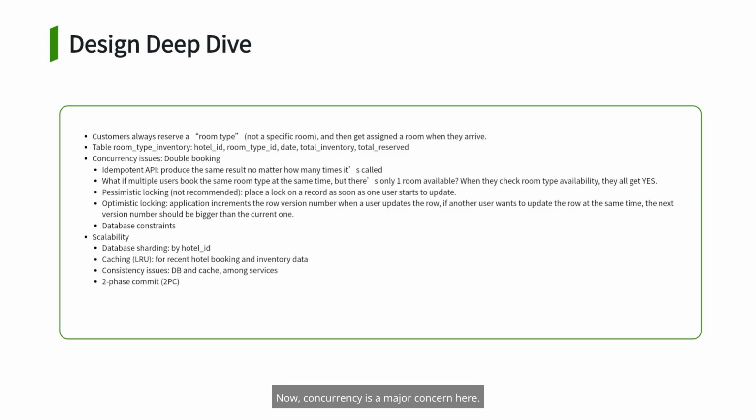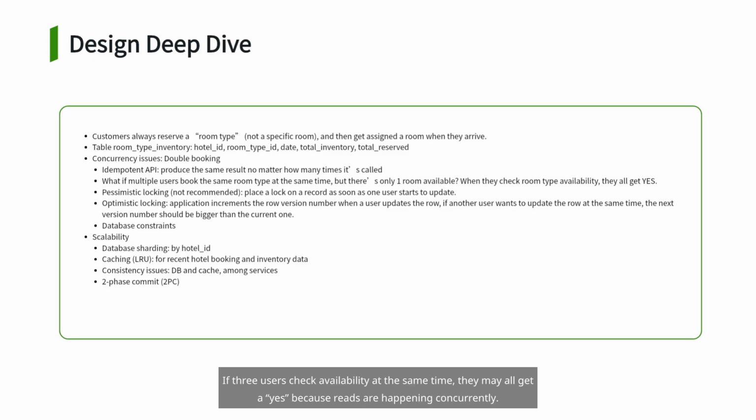Now, concurrency is a major concern here. Suppose there's only one deluxe double room left. If 3 users check availability at the same time, they may all get a yes because reads are happening concurrently. To handle such race conditions, we avoid pessimistic locking due to performance bottlenecks under high concurrency.